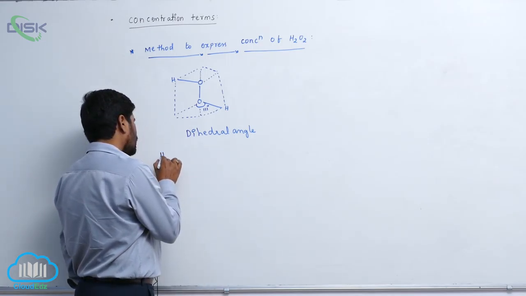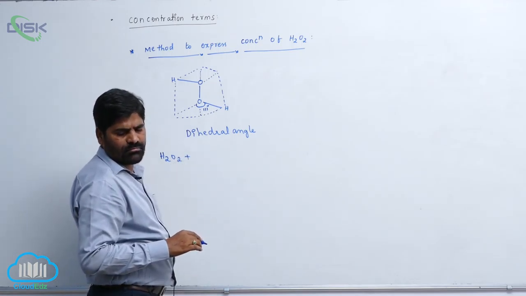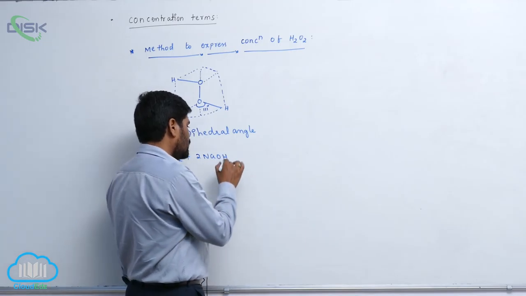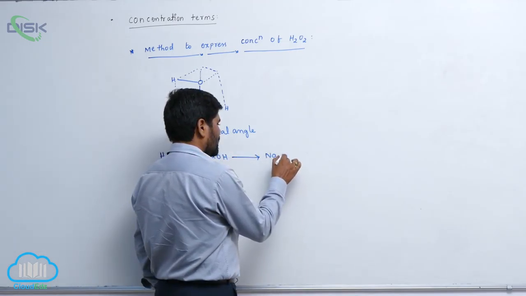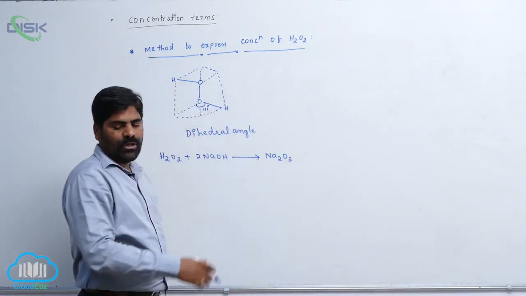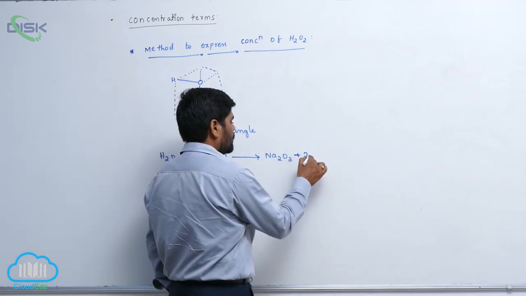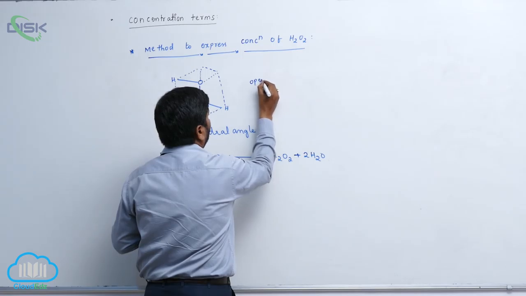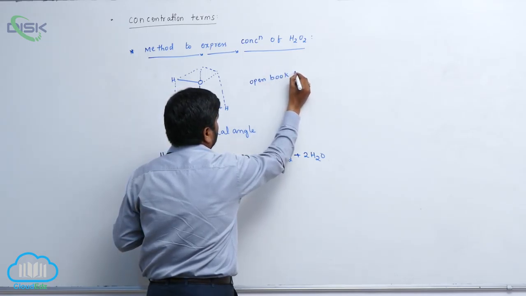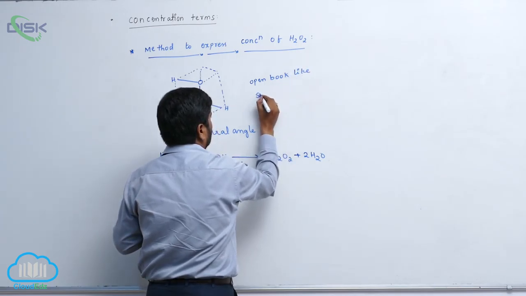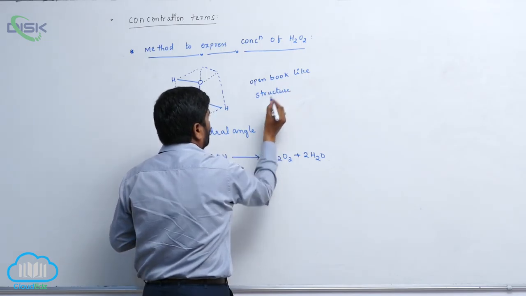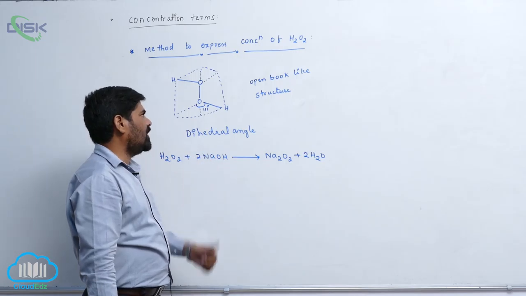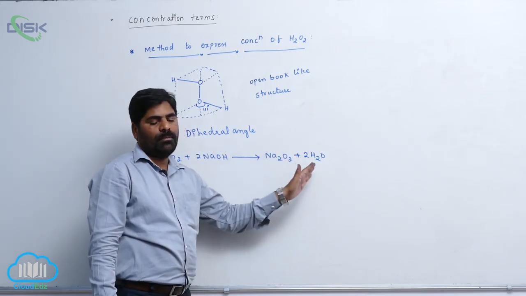Now when hydrogen peroxide reacts with sodium hydroxide to form sodium peroxide plus 2 moles of H2O. 2 moles of which one? H2O. It is an open book like structure, or open book shape type structure. So when hydrogen peroxide reacts with sodium hydroxide to form which one? Sodium peroxide plus H2O.